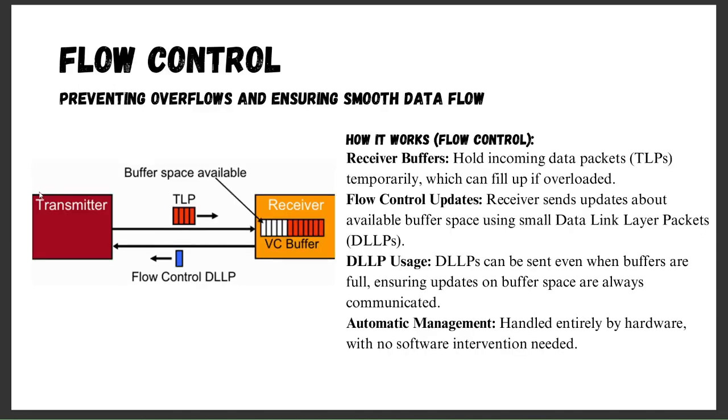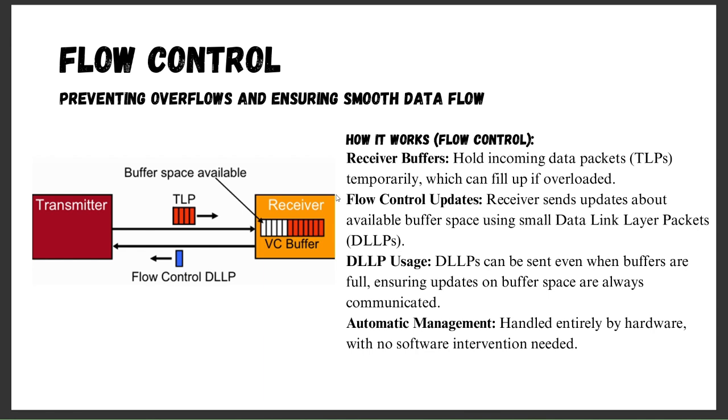So let us now understand flow control. Flow control ensures that the system does not send more data than the receiver can handle. Here is the buffer, as you can see. It is the storage space for incoming data. If the receiver buffers are full, the transmitter must wait until there is space available.